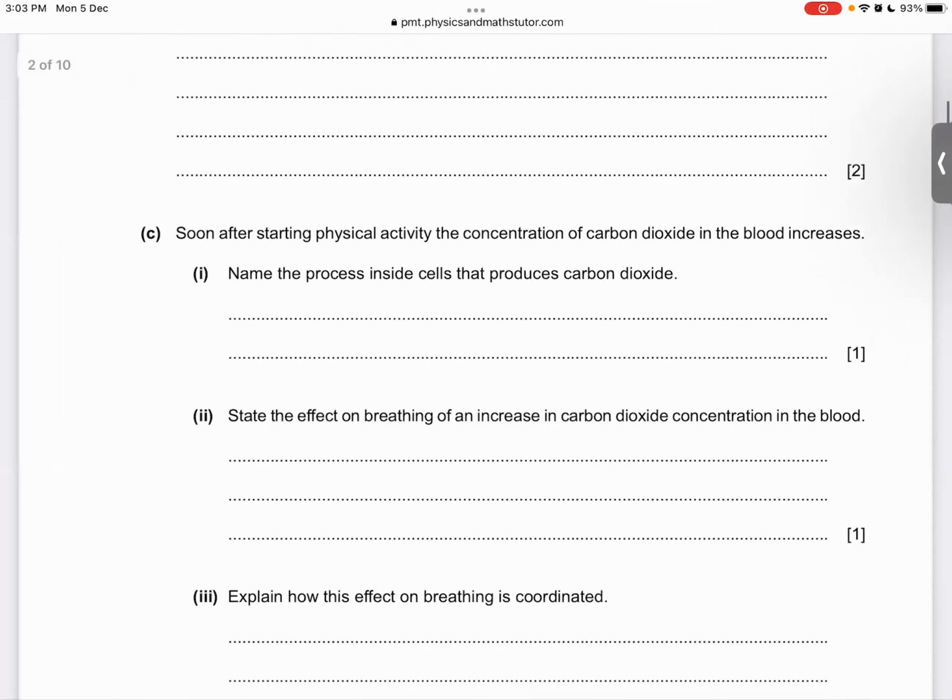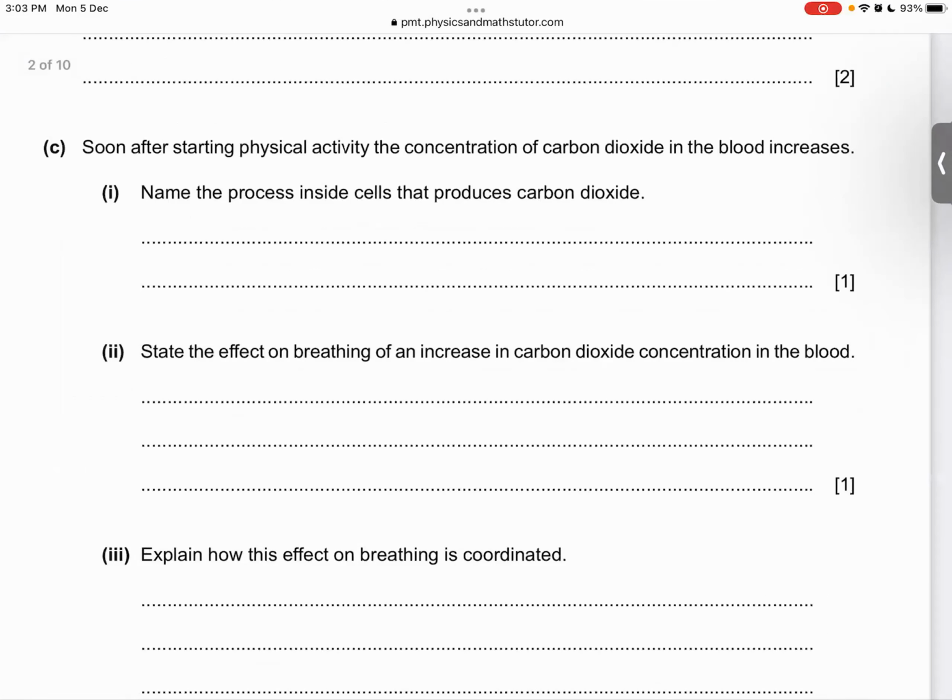Okay, next: soon after starting physical activity, the concentration of carbon dioxide in the blood increases. Name, this is very easy, name the process inside the cells that is happening all the time that makes carbon dioxide.